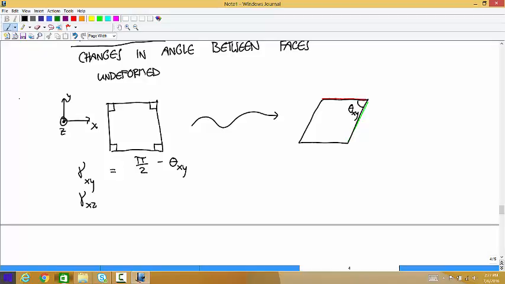Gamma xz is pi over 2 minus theta xz, and gamma yz is pi over 2 minus theta yz. This angle needs to be in radians. And so even though you're calculating these strains with an angle, radians are kind of not really a unit, and so you still end up with these being unitless.